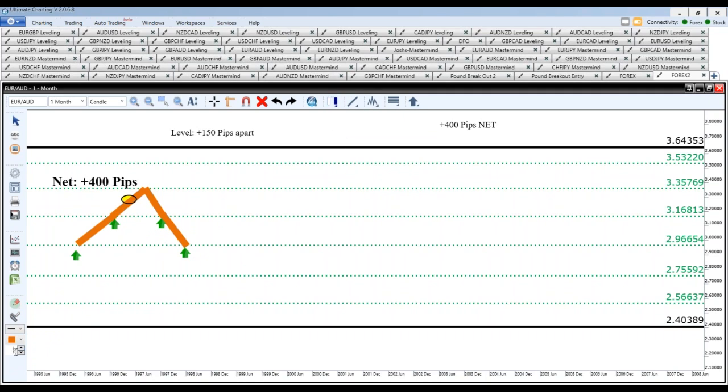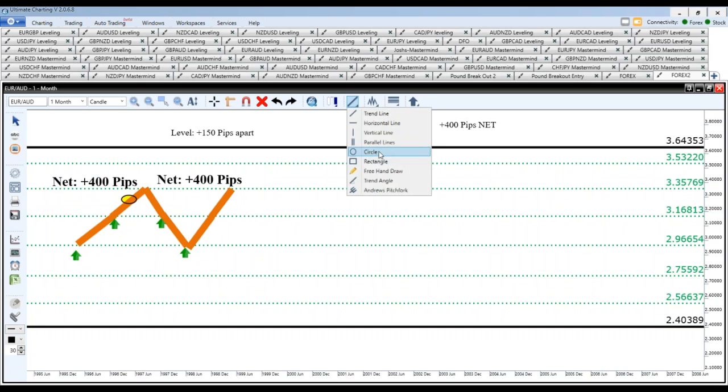Then the market decides to rally up, and now you're 150 pips up on your second trade, and you break even on your first trade. The market rallies up again, and now you are 300 pips up on your first trade, and with your second trade you net another 400 pips. Type in yes if you're following along. So this is another net closeout of 400 pips.